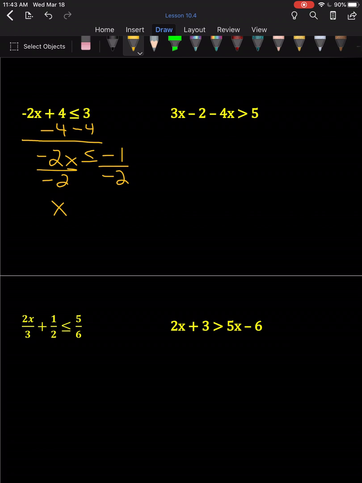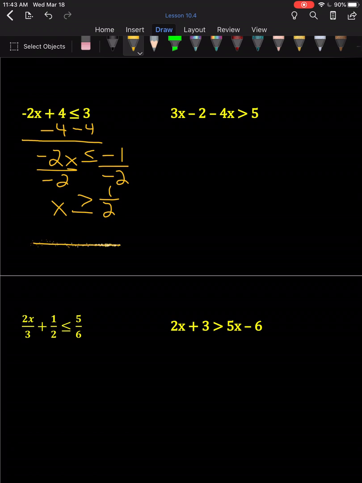So x. I divided by a negative, so I have to flip the inequality. It's now greater than or equal to. Negative divided by a negative is positive, and 1/2 we leave as 1/2.